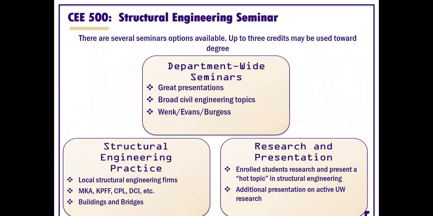Lastly, I mentioned that many of our students will, rather than taking 13 classes, take 12 classes plus 3 seminars. We've got a wide variety of seminars. Some examples are, at the bottom left, structural engineering practice. I think every winter quarter we have firms from downtown Seattle, MKA, KPFF, CPL, come in and give presentations. It's a networking opportunity. Many of our students end up working at those companies. Those are high-flying, exciting sorts of companies that build high-rises and bridges, not just here, but around the world.